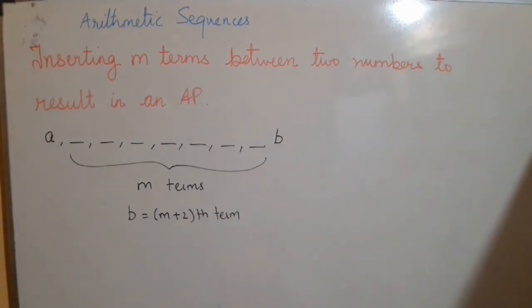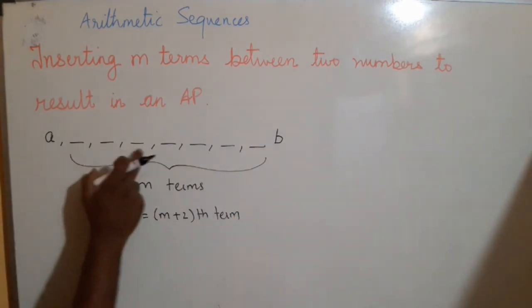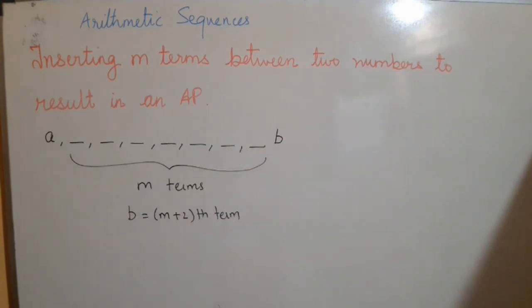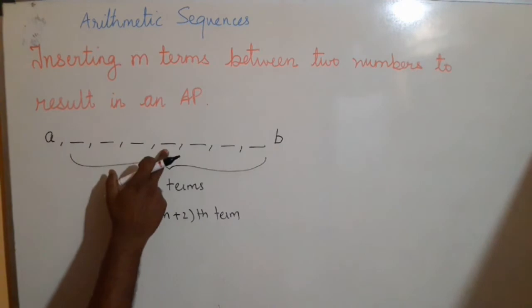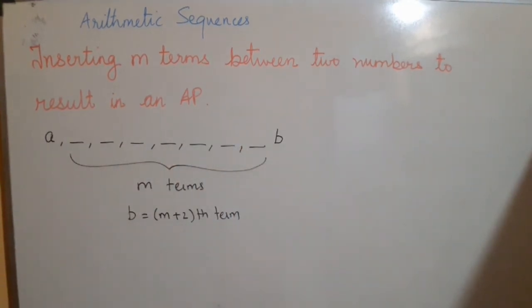Are you following this? Here I put 7 terms. So when I put 7 terms in between, what is 7 plus 2? 9. So b becomes the 9th term. Check. First, second, third, fourth, fifth, sixth, seventh, eighth and ninth. So b has become the 9th term. And in general, when we put m terms between a and b, b becomes the m plus 2th term.